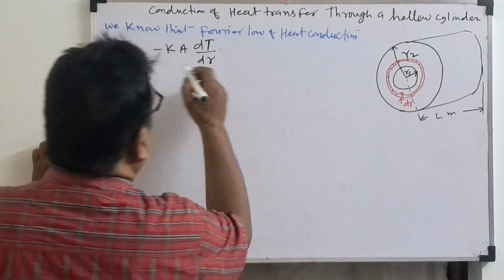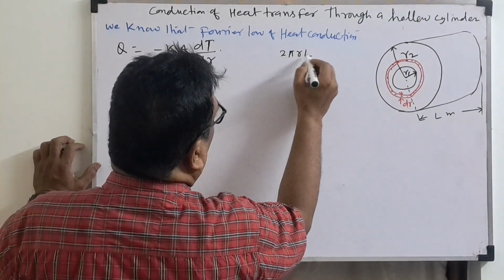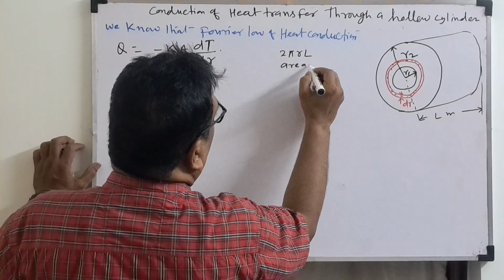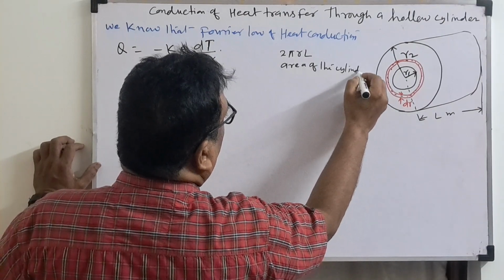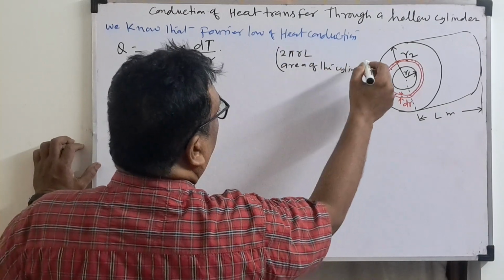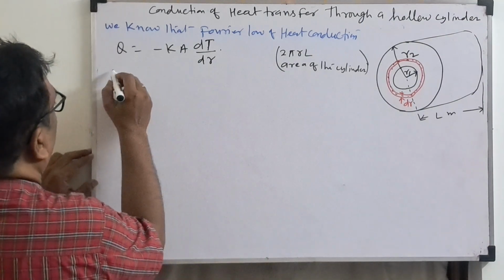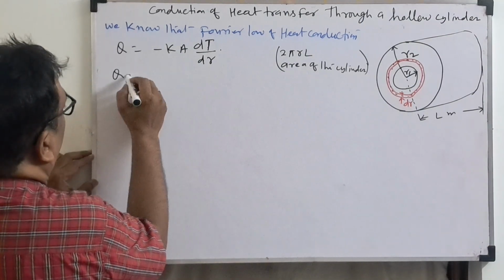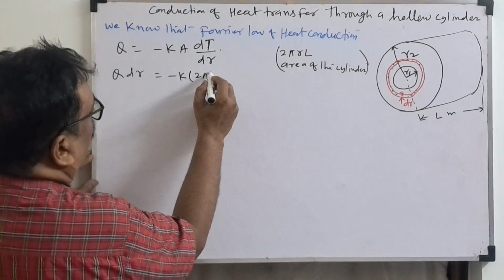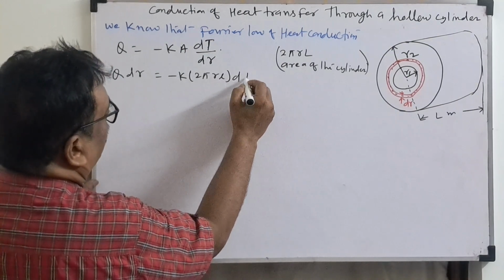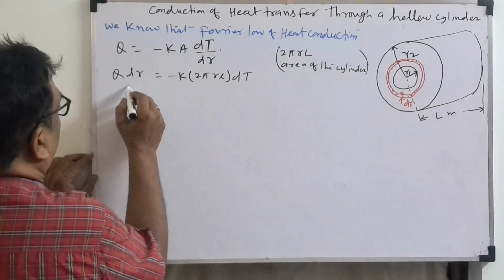See here, area of the cylinder. What is the area of the cylinder? It is 2 pi R L. We substitute here. So Q is equal to minus K 2 pi R L dT by dr. This we know. Now we will integrate both sides.